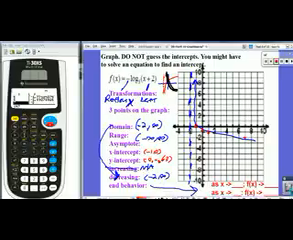End behavior, over here. As x travels left, I go towards my asymptote of negative 2. And as I travel left towards negative 2, the curve goes up to positive infinity. As I go to the right towards positive infinity, the curve falls towards negative infinity.